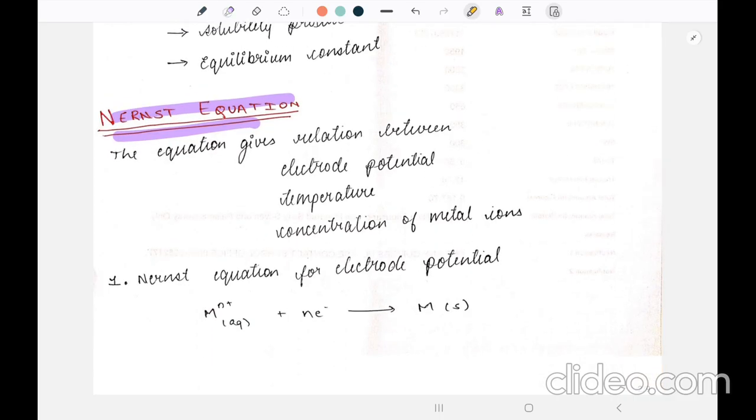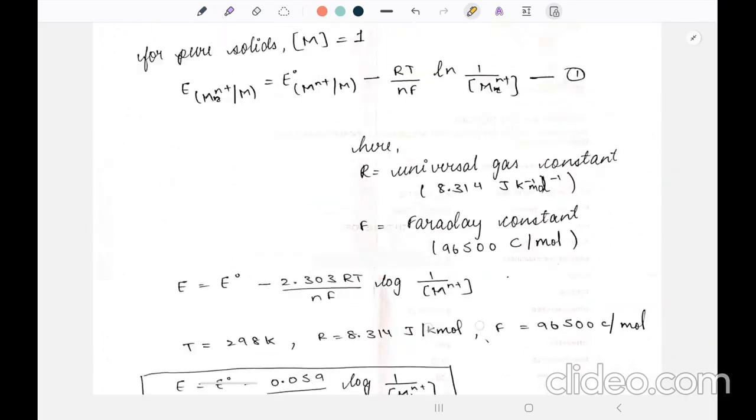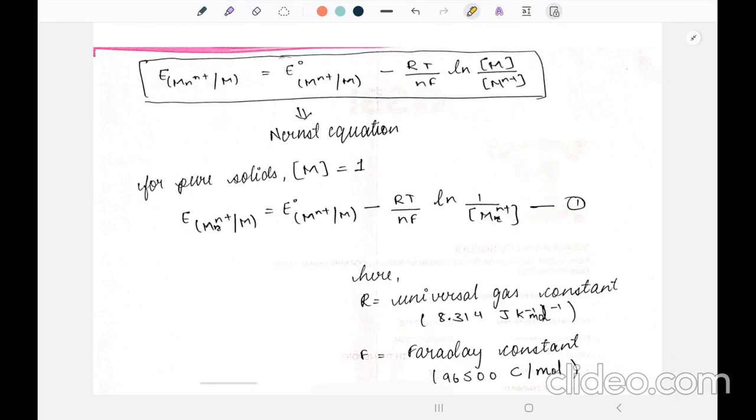First we will study the Nernst equation for an electrode potential. The standard potentials are always measured under standard conditions, that is 1 atm of pressure, 1 molar concentration and 298 Kelvin. Let us first take this reaction, that is M^n+ plus n electrons gives rise to M, some metal. The electrode potential measured against this can be written as this. It is very important to remember that this is the equation called the Nernst equation.